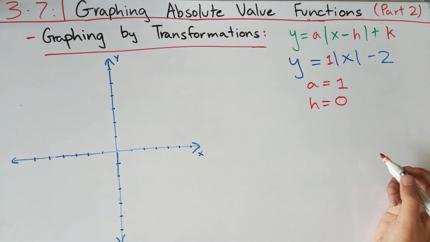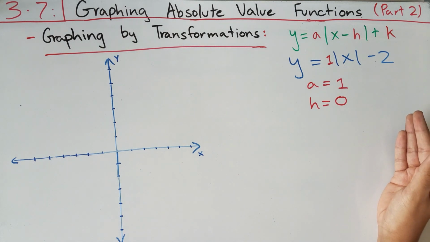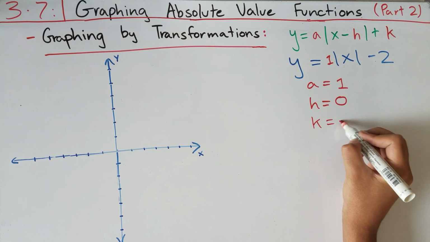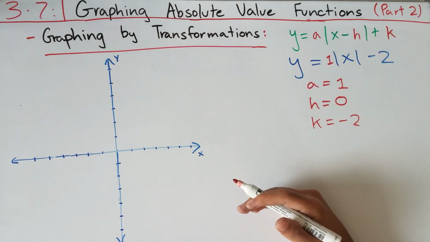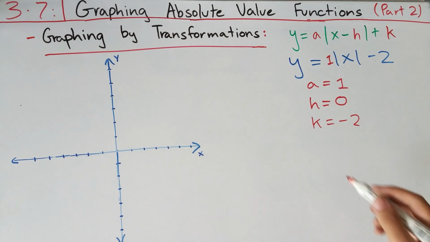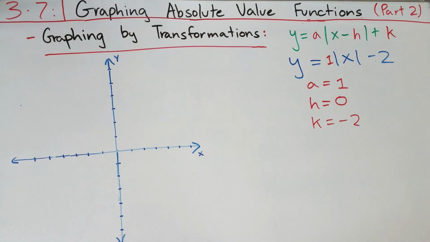What this means is that we're not shifting the function to the left or to the right by any unit in comparison to the parent function y equals the absolute value of x. However, we do have a k value over here, which is negative 2. So what this means is that we're shifting our function downwards by a value of 2 from the parent function. Now let's graph the function using these three constraints, where a equals 1, h equals 0, and k equals negative 2, to graph the function y equals the absolute value of x minus 2. So here I have graphed the parent function y equals the absolute value of x in the green color.